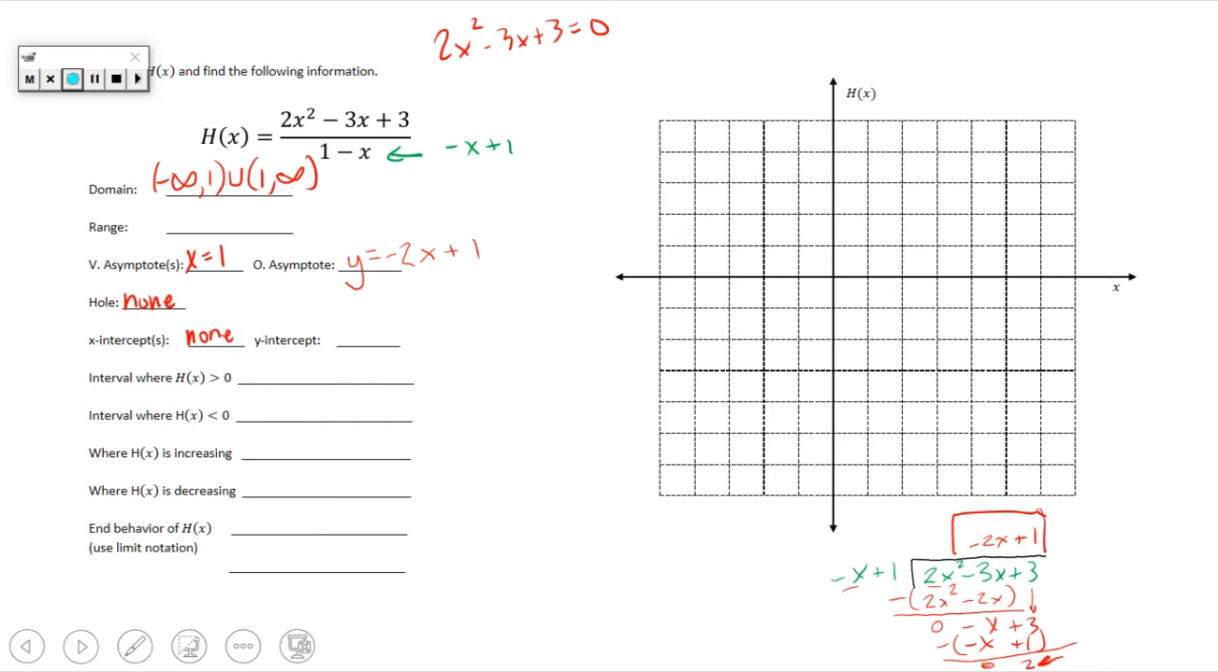Y-intercepts, though, you could do that if you plug in 0 for x. That'd be y is equal to 0 minus 0 plus 3 divided by 1 minus 0. So there is a y-intercept at 3.